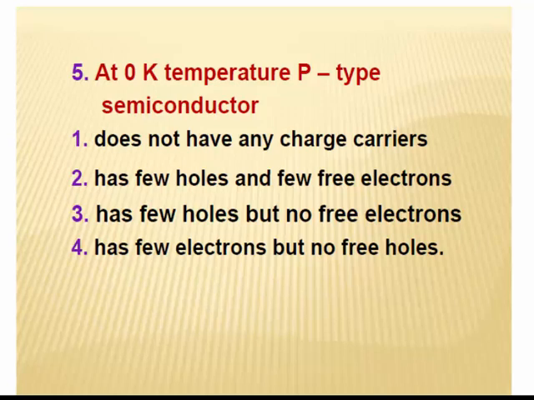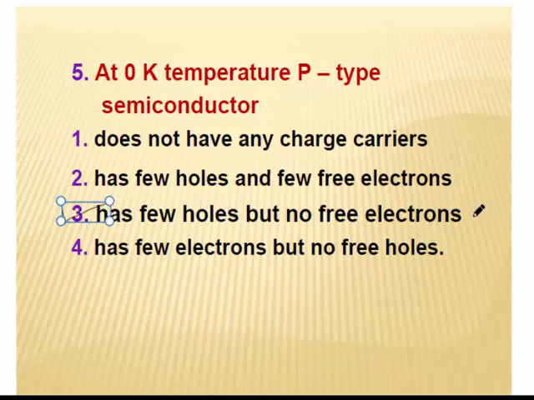fifth one. What is the fifth question? Fifth question is, at 0 Kelvin temperature, p-type semiconductor. So if you take 0 Kelvin temperature, what about the p-type semiconductor? Options I will read. Doesn't have any charge carriers, has a few holes and a few free electrons, has a few holes but no free electrons, has a few electrons but no free holes. So option is third one.